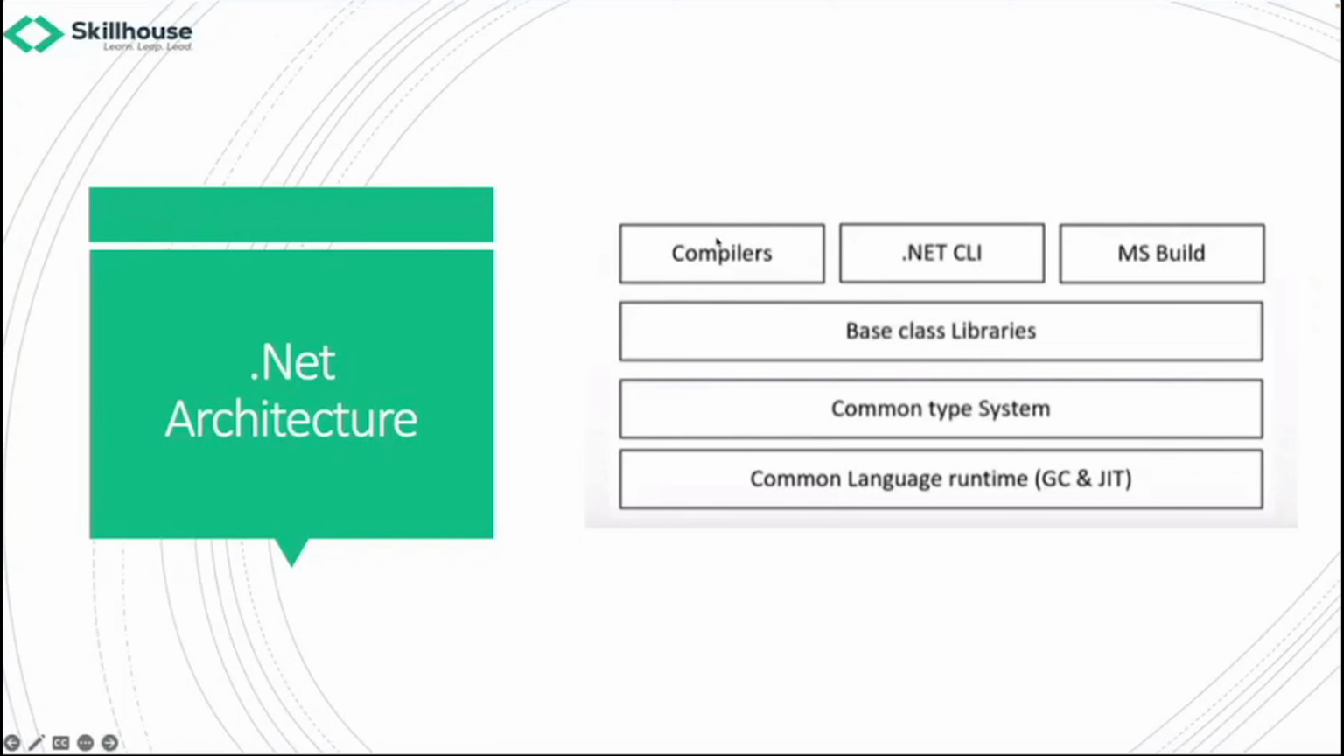And then there are the compilers and the .NET CLI, the command line interface. You write a command in the CMD to run or build the application, or give a command to the application. And then MSBuild is the build framework, which actually compiles the program.